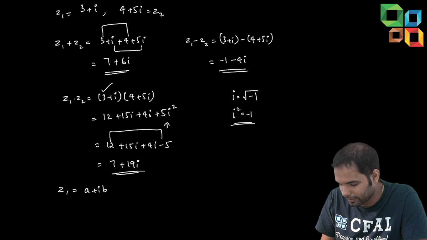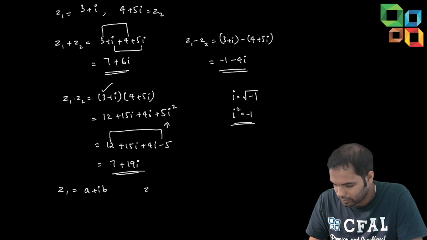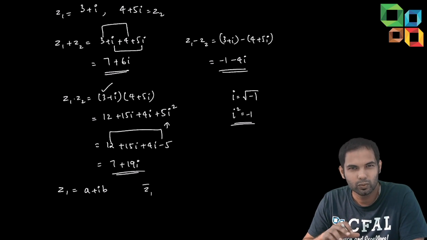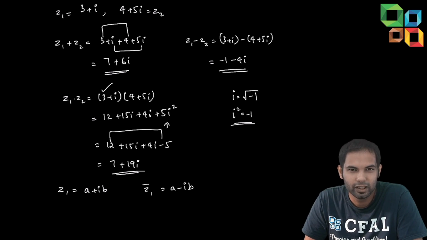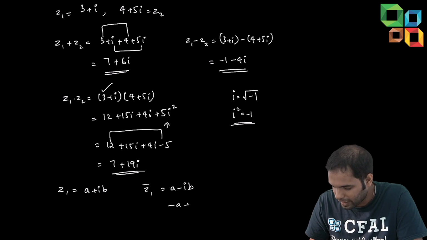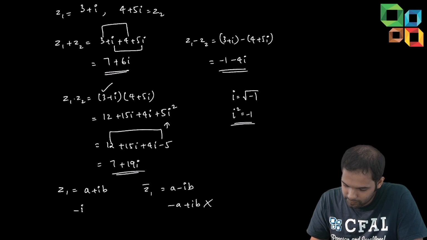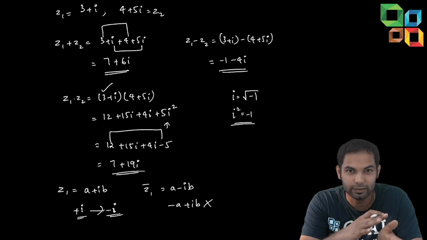So a plus ib, this is a complex number. To find the conjugate of this number, I write z1 bar. What exactly is the conjugate of a number? The same number, but I write a minus ib. This is nothing but the conjugate. Now you may ask if minus a plus ib is also a conjugate. No. What I'm doing is changing the sign of i: if it's positive, I make it negative, and if it's negative, it becomes positive. Not the real part.